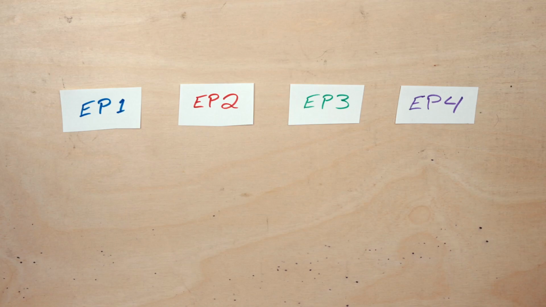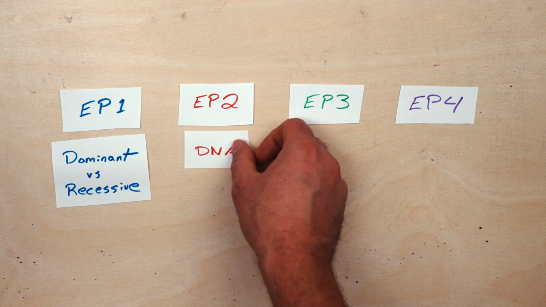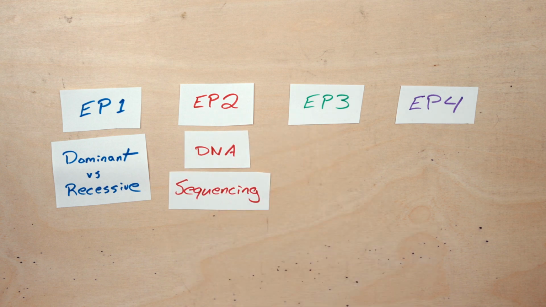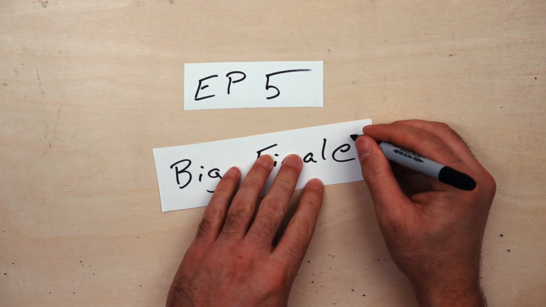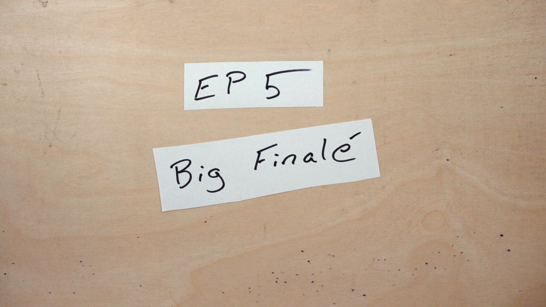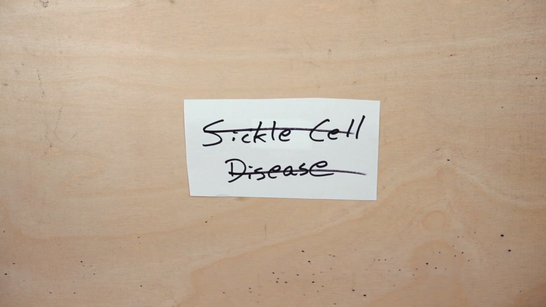In the first 4 episodes of this series, we've learned about dominant and recessive traits, DNA, DNA sequencing, which revealed the DNA code, deciphering the DNA code, and then editing the DNA code with CRISPR. Now in the big finale, we're going to learn how to use all of that knowledge to cure sickle cell disease in actual human people.